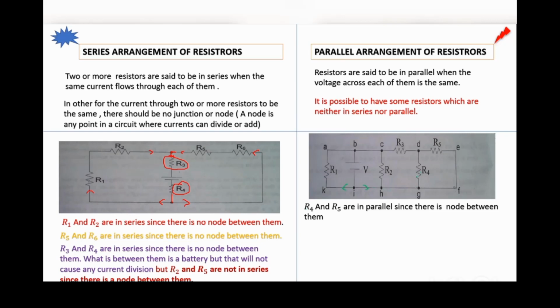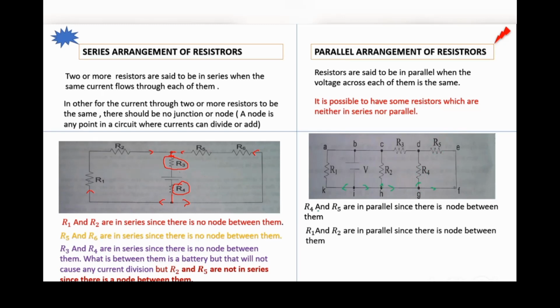So this is R4 and R5. When the current gets here, it also divides and passes here, and it also passes here. This current also will divide and pass here and pass here. Since this current is going to pass through R5 and this is going to pass through R4, they will be in parallel since they have different current flowing through them.